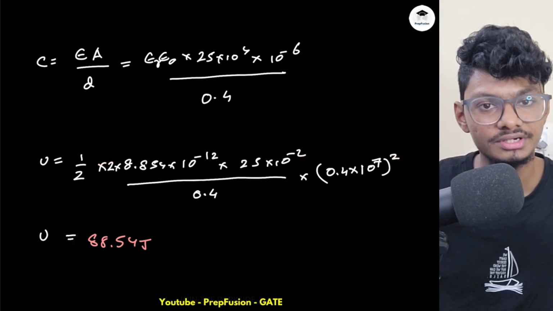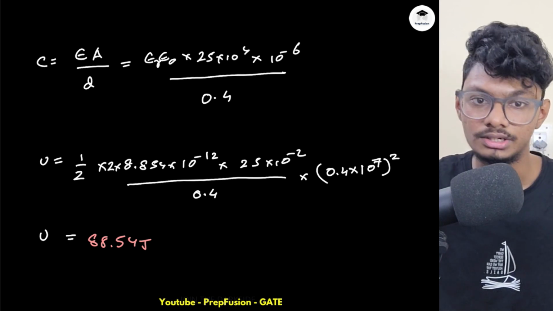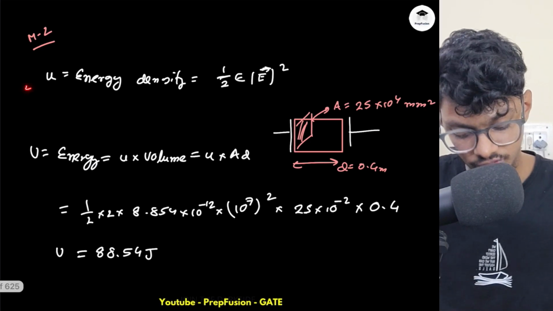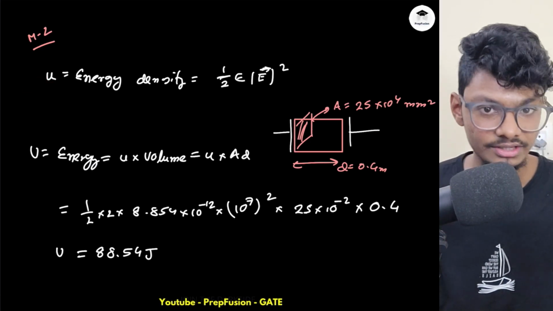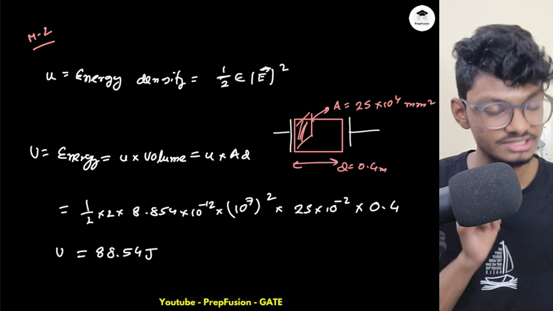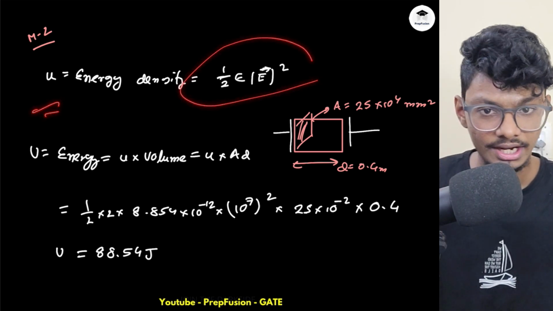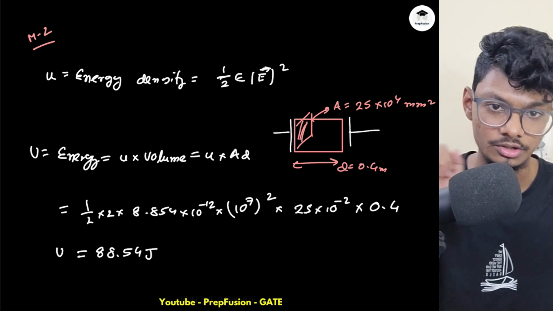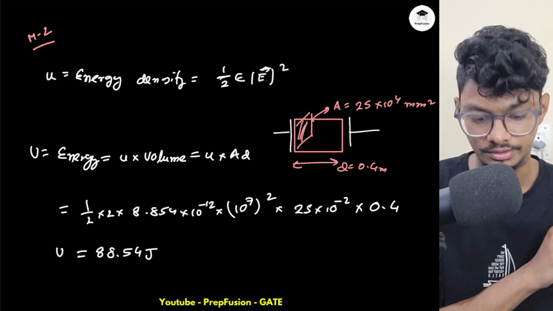Now if this solution didn't satisfy you, okay, so what you can do is you can do method 2. Method 2 is simple, without the need of capacitance. What is the fundamental formula of energy? Energy density we know, right? It is independent of anything. Energy density is what? Half epsilon into magnitude of electric field whole square.